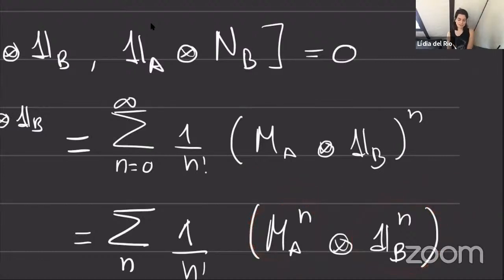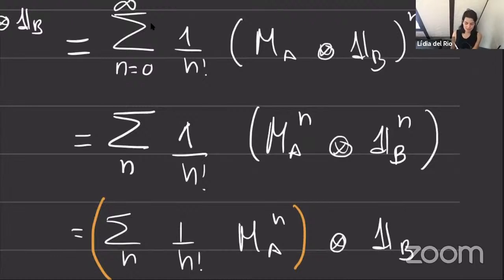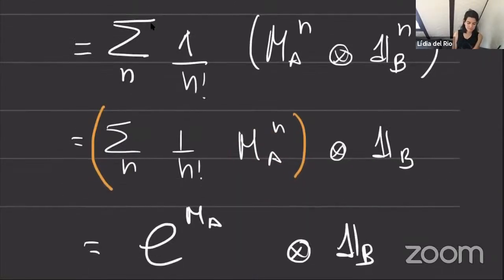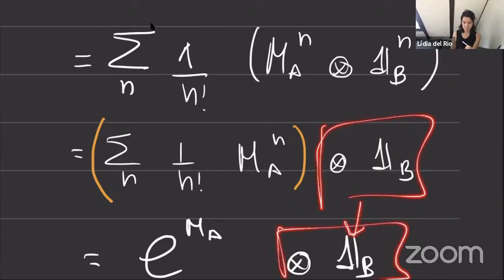But now, of course, that identity to the power of n is just the identity. And if it's just the identity, it no longer depends on n, so we can just take this identity outside of the sum. Okay. And now what are we left with? Well, this is again the Taylor expansion of an exponential, but now of a matrix that's acting only on system A. So this is just the exponential of matrix A. And this identity on B is still here.